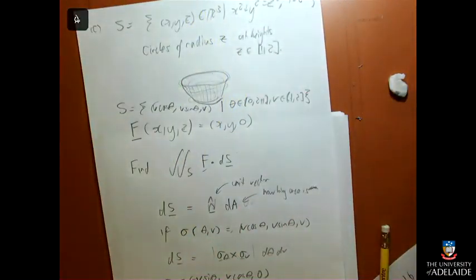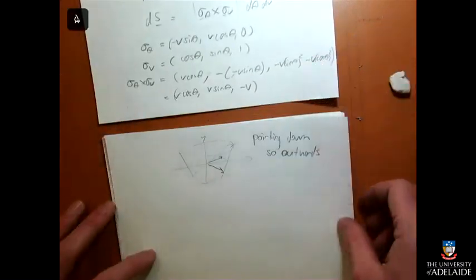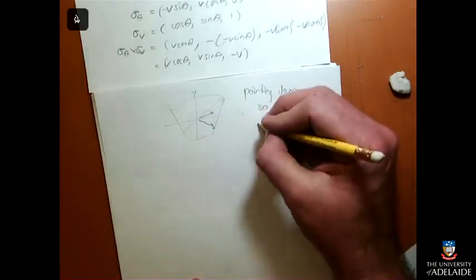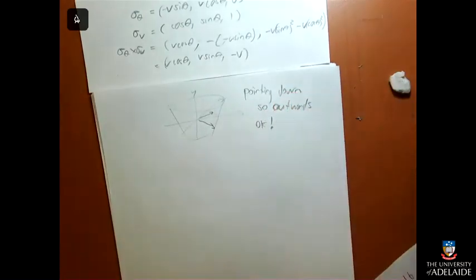Whereas if I wanted it to go inwards, then I would need to do the cross product in the other direction so it points the right way. There you go. So it's pointing downwards, and so therefore outwards, and so therefore okay. All right, so we're good.